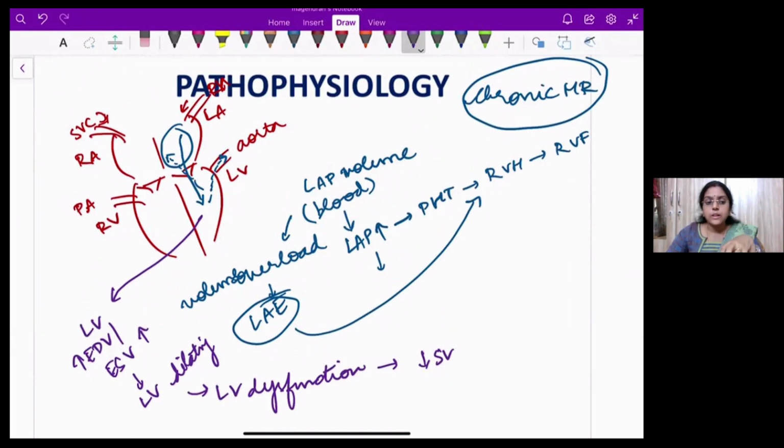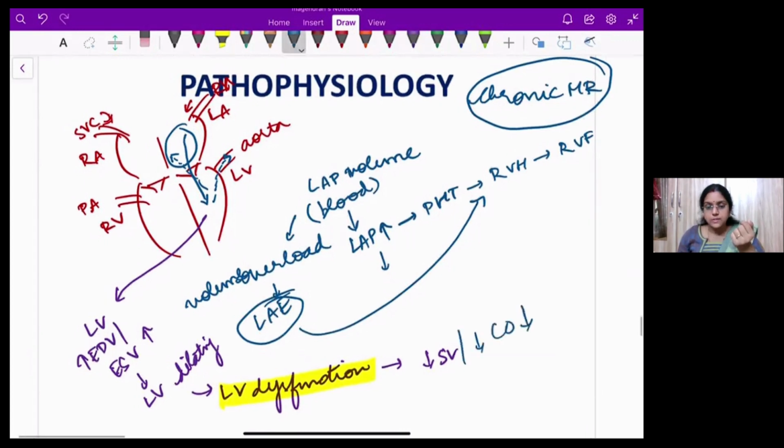So what happens in the ventricle? The ventricle is trying to compensate. It is trying to accommodate that amount of blood. So it is increasing the end diastolic volume and the end systolic volume. It is trying to dilate to accommodate that amount of blood. When it is trying to accommodate so much blood, the muscles are tiring out. So there is LV dysfunction, left ventricular dysfunction, and the stroke volume or the cardiac output decreases.